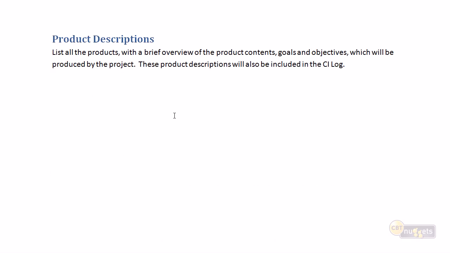And then we're going to specifically call out all of the deliverables, all of the products that our project is going to produce. We want to give a brief overview of what the product is. We're going to define its goals and objectives, and we're going to basically encapsulate and summarize all of the product description information into a very concise overview for our project plan. And these product descriptions will also be going forward into the CI log for the active management of each of the products that the project is going to produce.